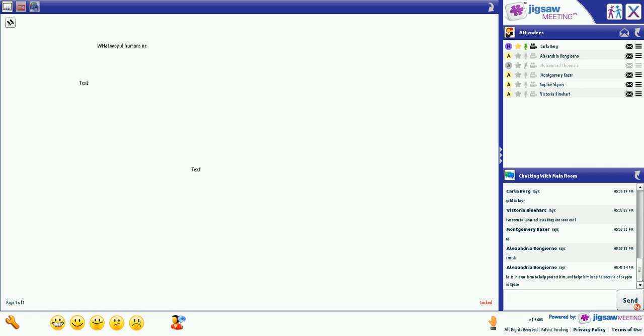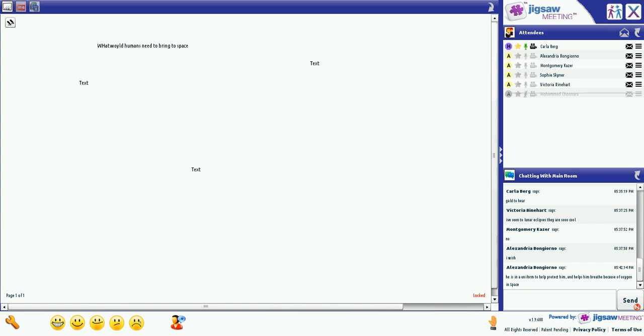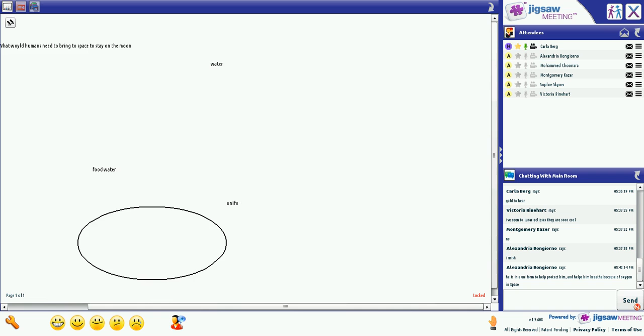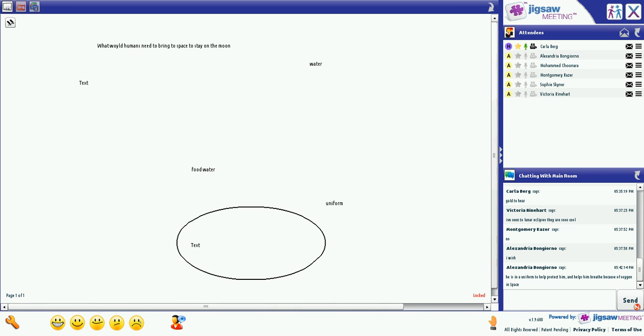So what would humans need to bring to space to stay on the moon? Okay, let's not be fooling around drawing. Let's be looking at what humans need to bring to space. And let me add back up here helmets and spacesuits.